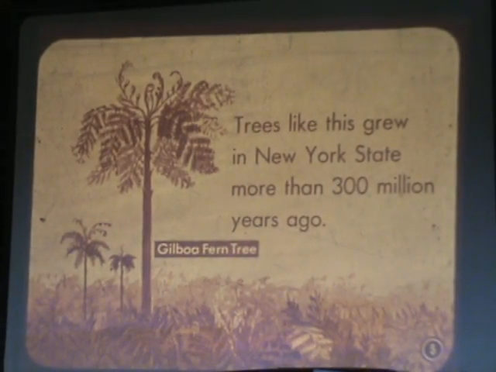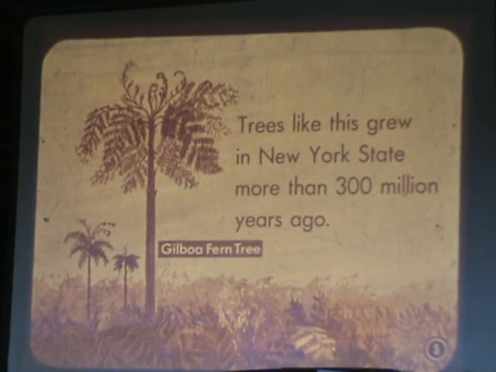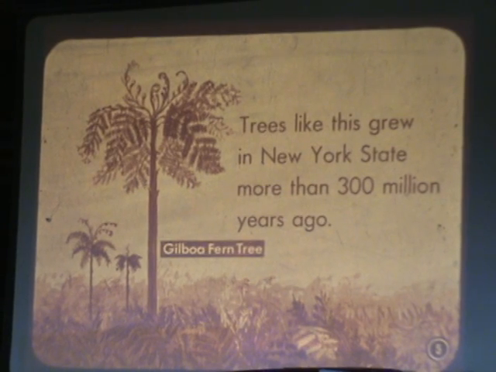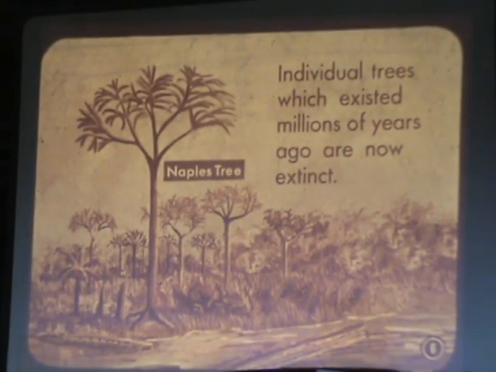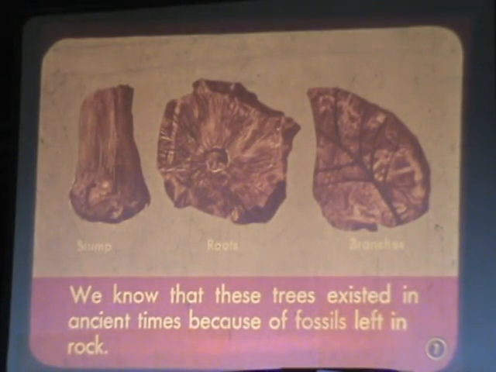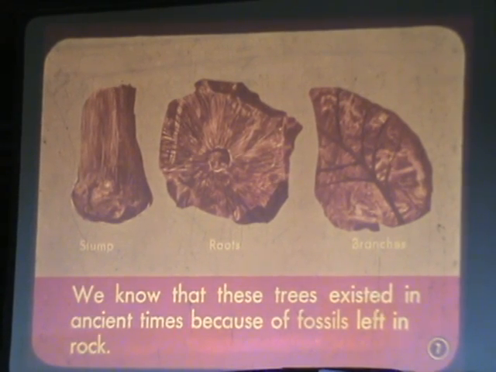Trees like this grew in New York State more than 300 million years ago. That's a Gilboa fern tree. Individual trees which existed millions of years ago are now extinct. Here's an example of the Naples tree. We know that these trees existed in ancient times because of fossils left in rock. On the left is a stump, in the middle is roots, and on the right are branches.